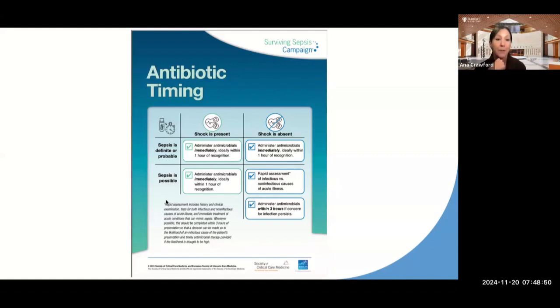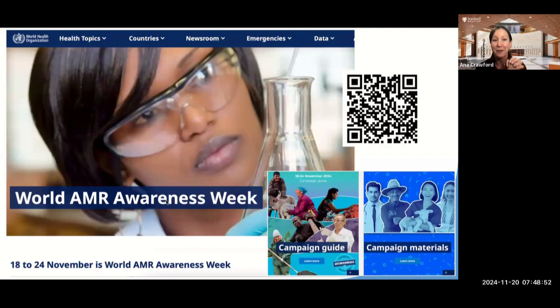But if you suspect sepsis, then do. And I just want to point out that this week is Antibiotic Awareness Week. So this is more information on antibiotics from the World Health Organization. You can again scan the QR code to find more resources and materials for how to promote good antibiotic stewardship at your institution. Thank you for letting me interrupt you.